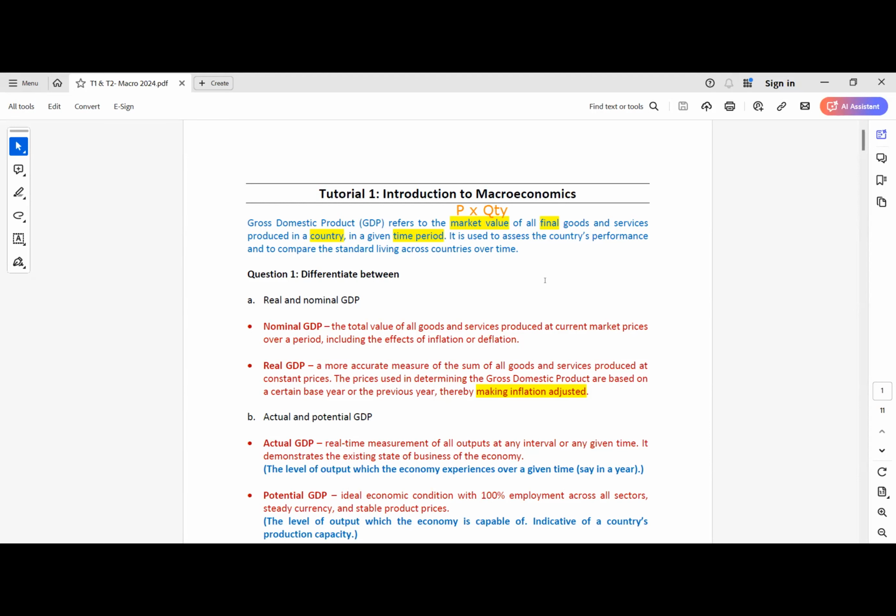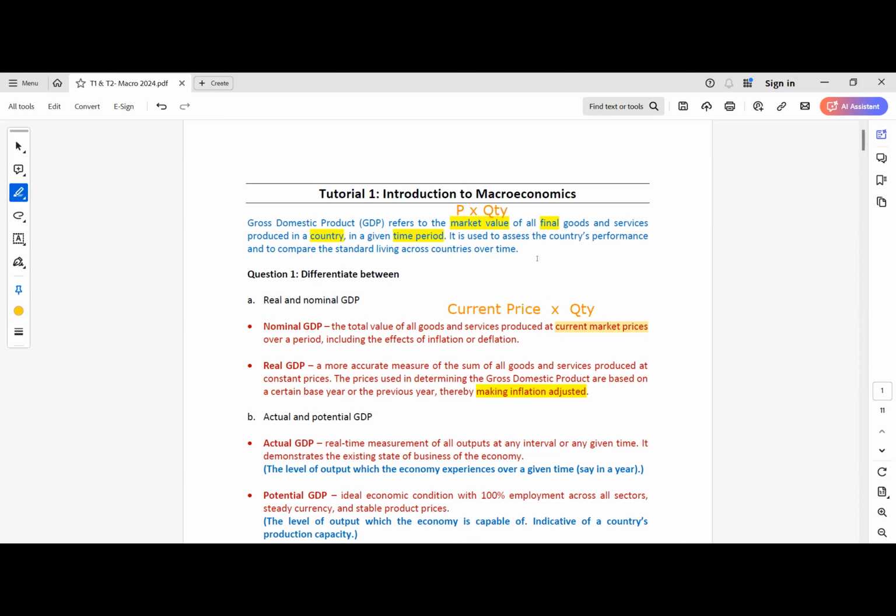Nominal GDP means that I look into the total value. Let me highlight it. Total value of all goods and services produced at the current market prices over a period of time. In nominal GDP itself, I do not exclude the inflation factor. That means when I look into nominal GDP, I straight away use the current price of the product times the quantity of output that's being sold or produced. So you see, you take the current price as part of this calculation.